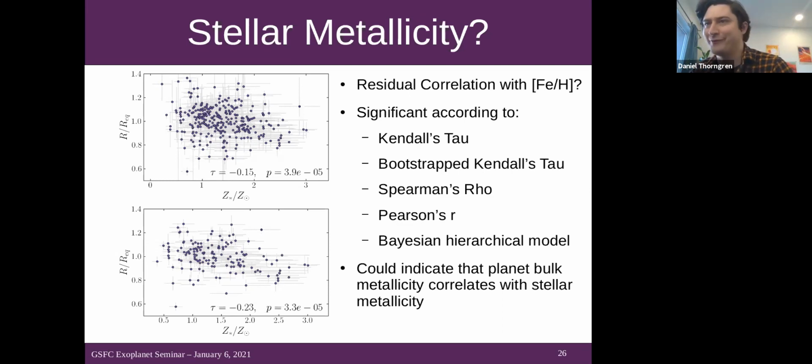I also tried Spearman's Rho and Pearson's R, and I bootstrapped both of those, and they were still significant. The weakest one was Pearson's R, because Pearson's R is only good for linear relationships, and this is not exactly linear. But it was still significant. I also did a Bayesian hierarchical model to try to see if the uncertainties included no relationship between stellar metallicity and radius. But no, it was about 3 sigma significant that the power in a power law model, that the Fe over H, was non-zero.